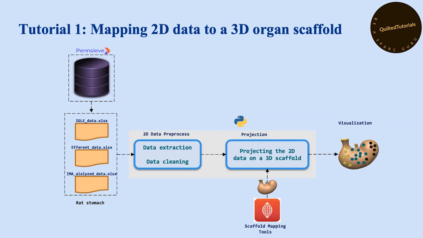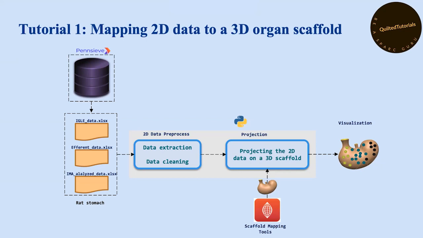Our first tutorial consists of 3 steps: acquisition of 2D spatially distributed data from the SPARC portal, projection of the 2D data onto a 3D organ scaffold, and visualization of the scaffold. For data acquisition, we use the Pennsieve web API to download the required derivative data file, which describes the spatial distribution of three different types of neurons on the surface of the rat stomach.